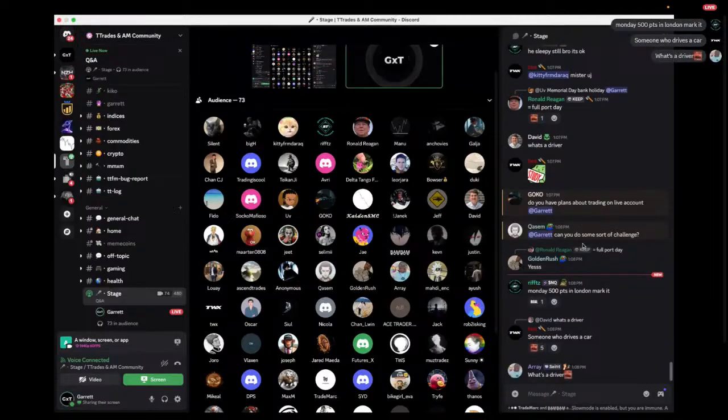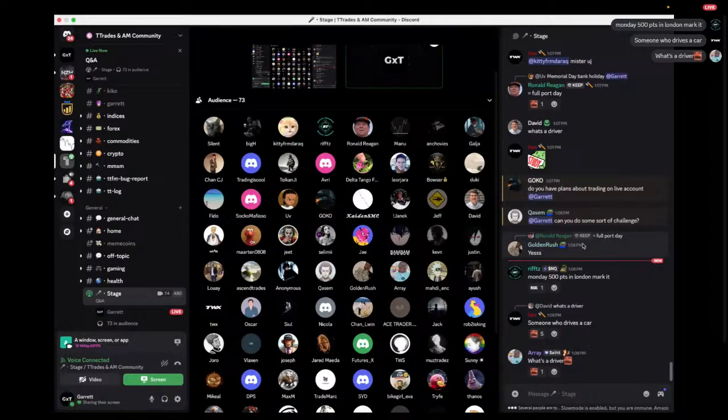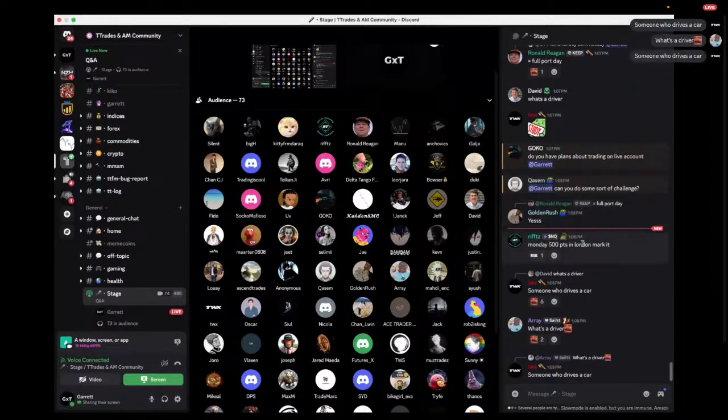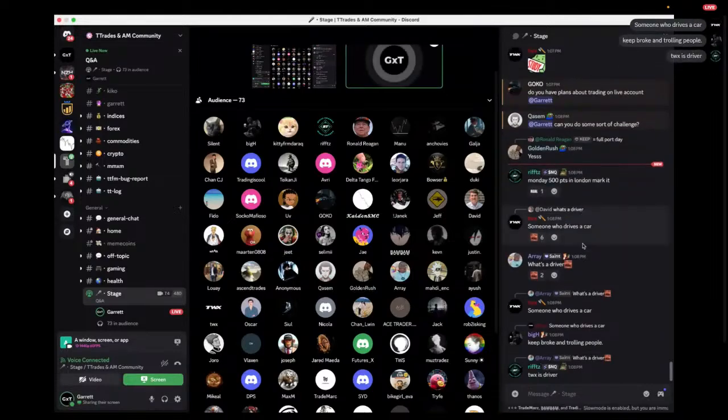Do you have plans about trading a lab account? Oh yeah, I'm going to trade a lab account one day, but right now I'm just using props. Can you do some sort of challenge? I mean, all right.